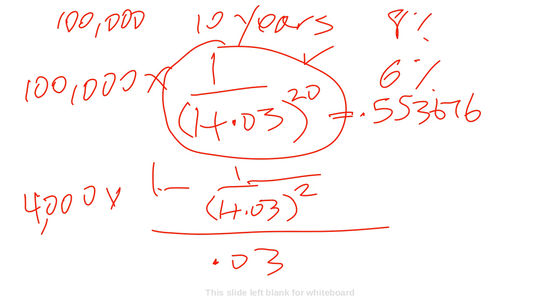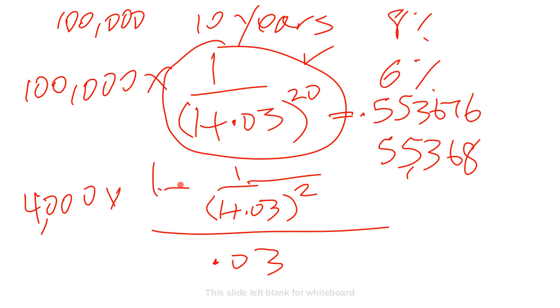So for this part, I got 0.553676. So go ahead and multiply this $100,000 by 0.553676, which you get 55,368. So that's 55,368.